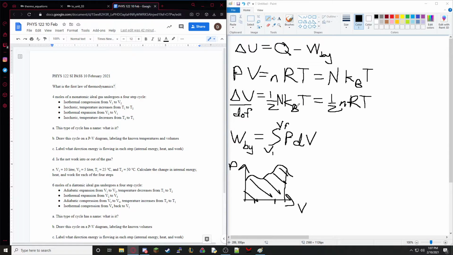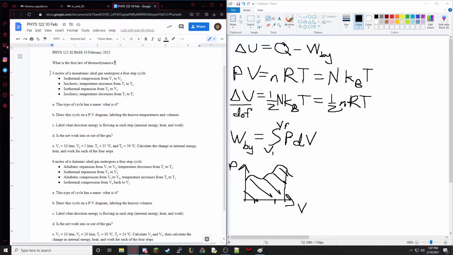So let's hop in and do some examples, because working through examples is honestly the best way to practice this. We're going to have 4 moles of a monatomic ideal gas undergo a 4-step cycle: an isothermal compression, an isochoric process where the temperature increases, then an isothermal expansion, and then an isochoric process where the temperature decreases.